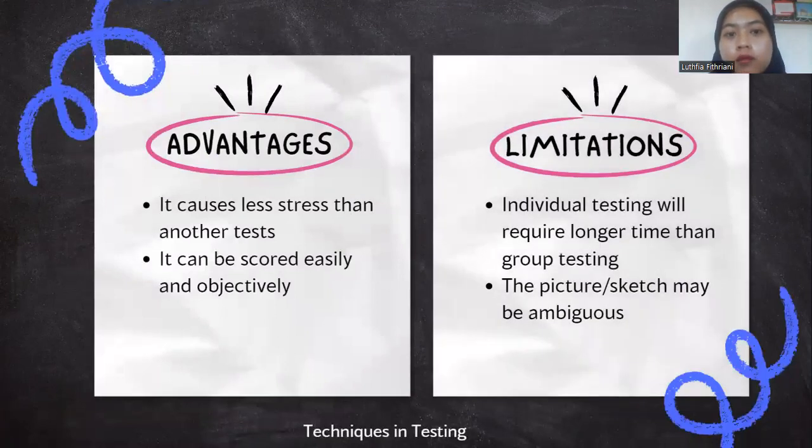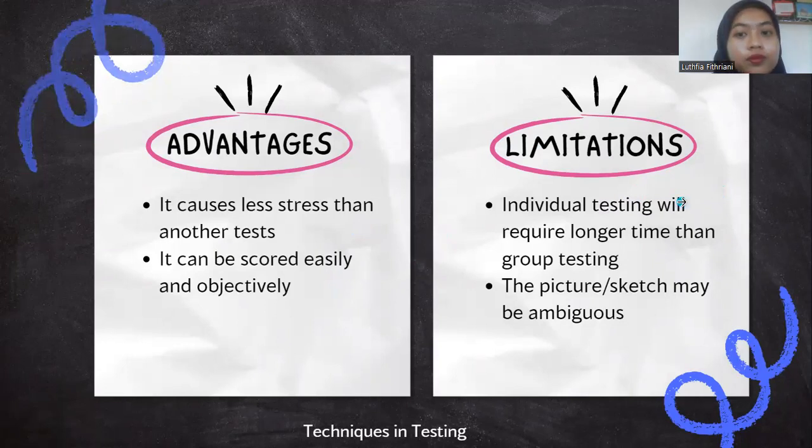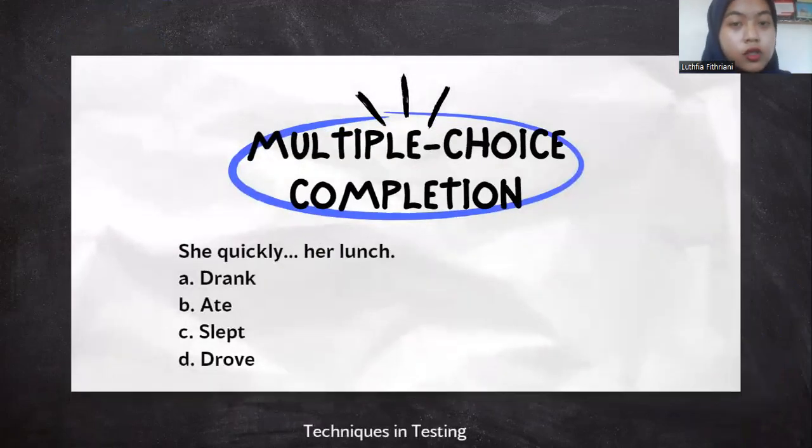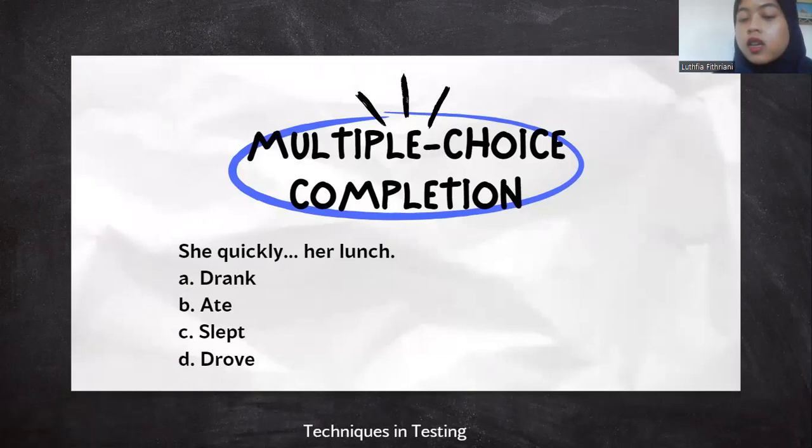Limited response has some advantages and limitations. The advantages of limited response: first, it causes less stress than other tests. Second, it can be scored easily and objectively. On the other hand, the limitations of limited response are: first, individual testing will require a long time, double the time of group testing. And second, the picture or sketch may be ambiguous. That's about limited response.